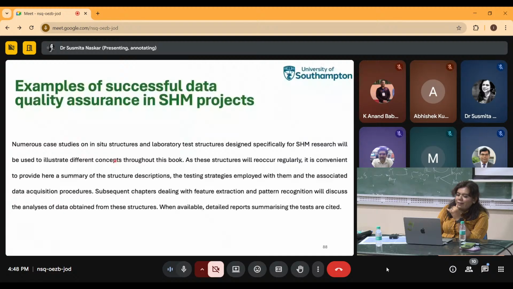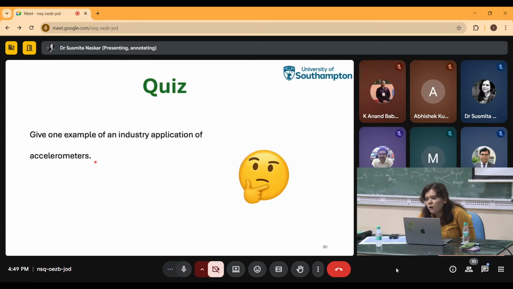So give one example of an industry application of the accelerometer. Any kind of, think about more civil infrastructure application. So what can be the example? Machine foundations, vehicle acceleration. Sorry? Machine foundations, vehicle acceleration and bridges. Yeah. Anything else? Think about more civil structures. Detecting the ground movement, right? If you think about the earthquake.